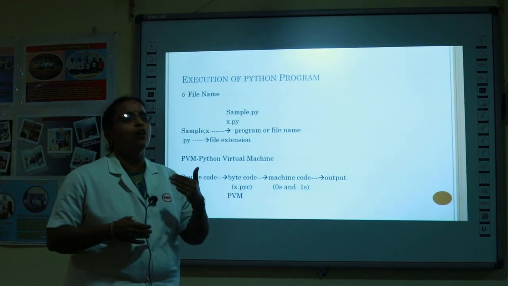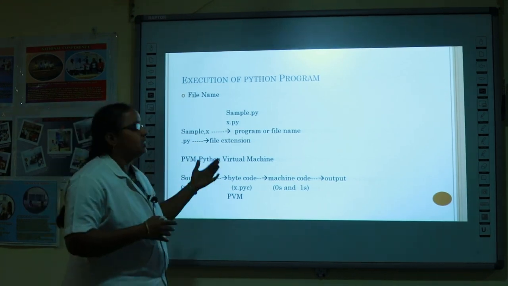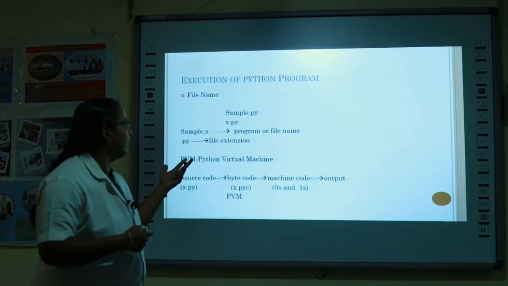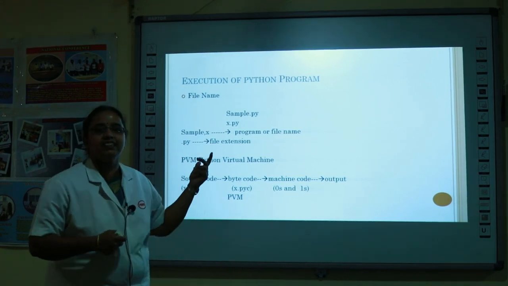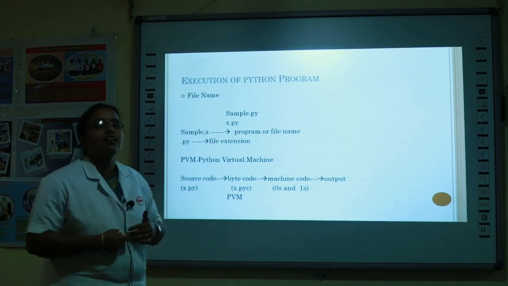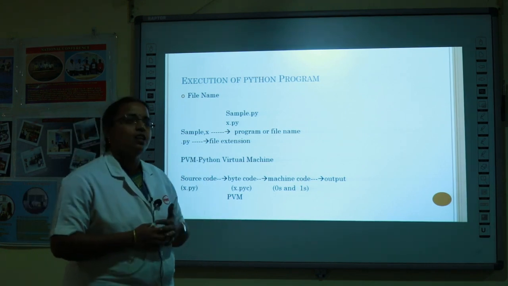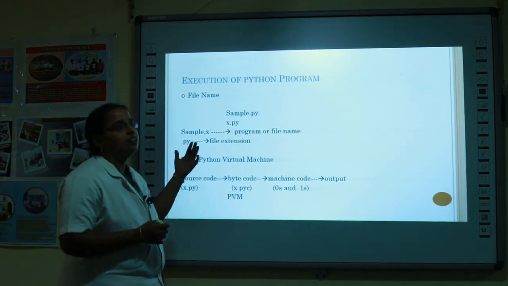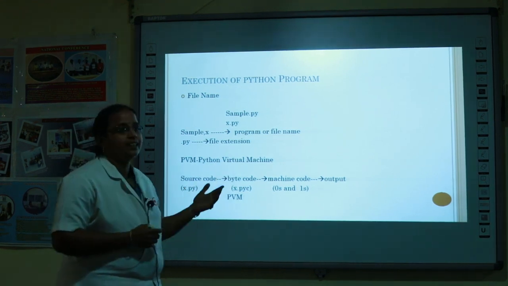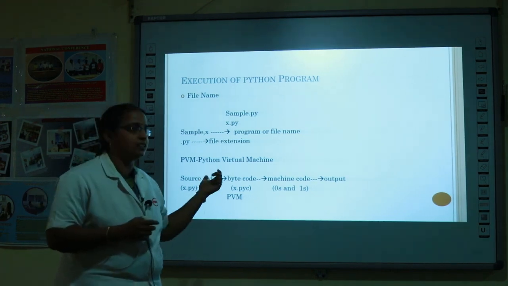Next we are going to see how to save the Python file. This is the structure. Here we have two files, sample.py and x.py. Here sample and x are called the program name or file name. .py is the file extension. Using this extension you can save the Python file. After saving or storing the file in memory, you want to execute the program. For the execution of a Python program, we need the PVM.